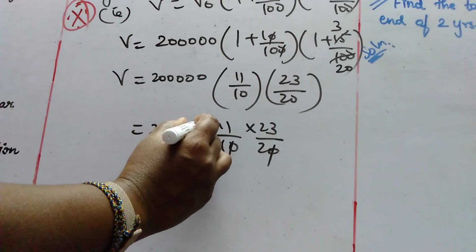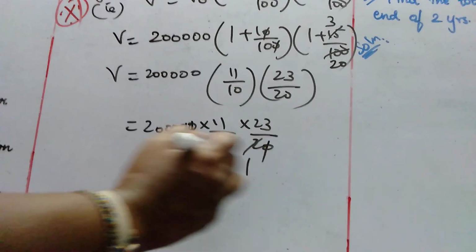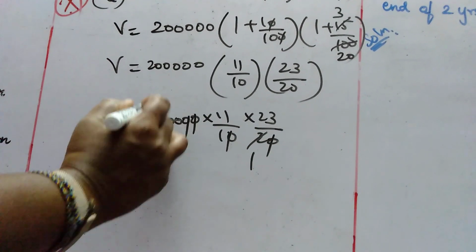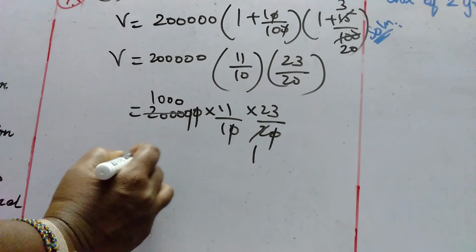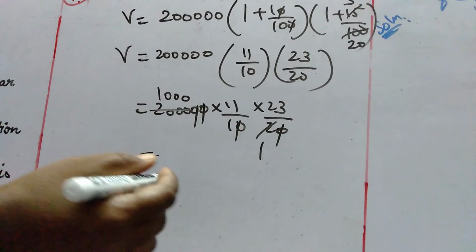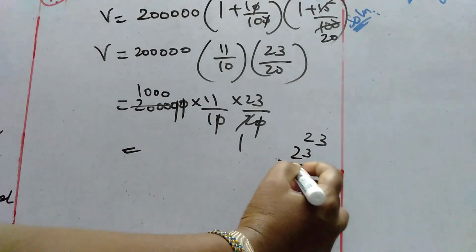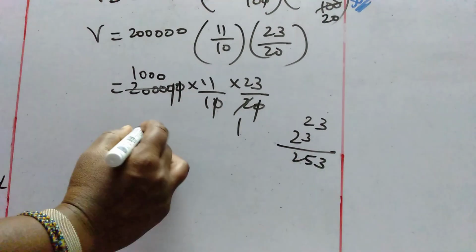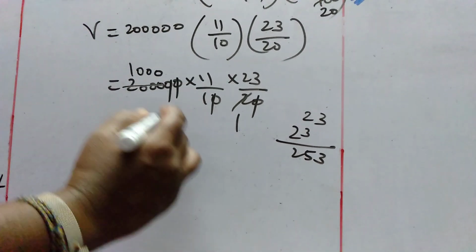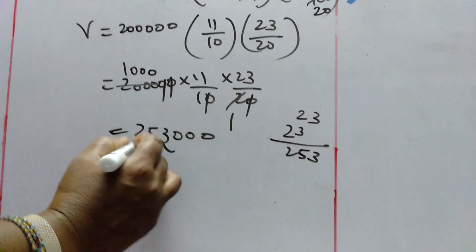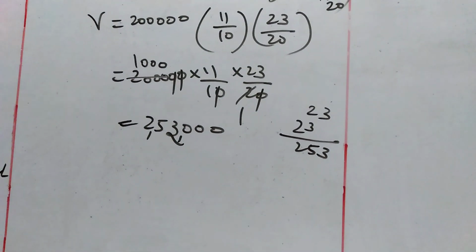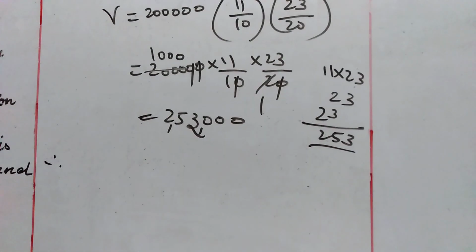Cancelling all this, these 2 zeros. By 2 table we cancel this one. This will become 1000. Right? What will you be getting here? 23 into 11, which is what? 253. Then the 000 we put, which is what? 2,53,000. That is after 2 years it will be increasing only.